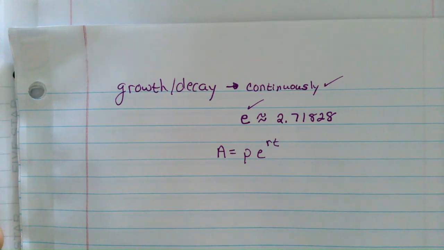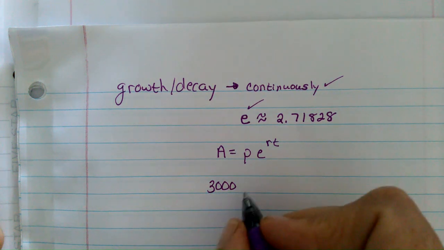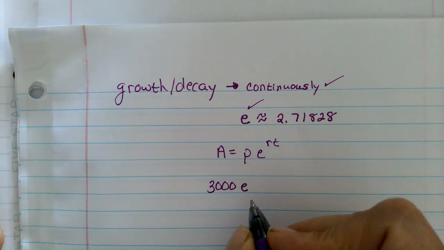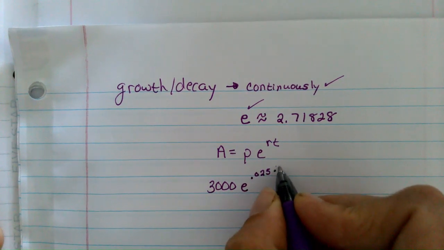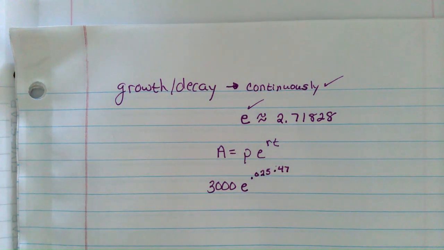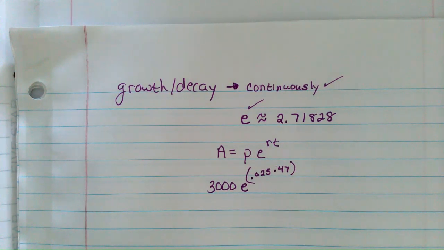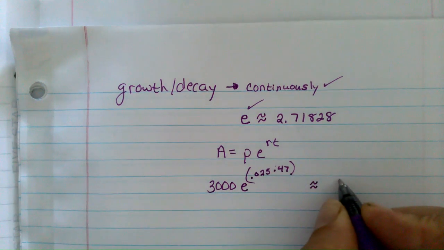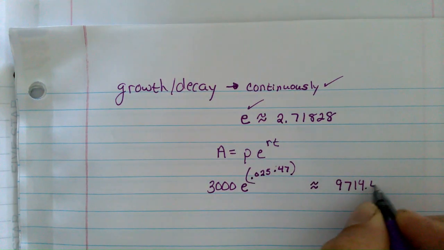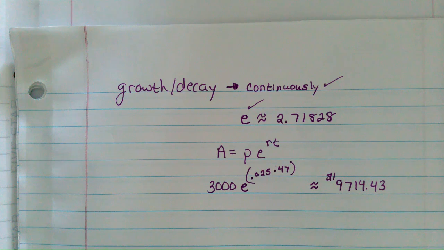So let's take your same $3,000 that we just talked about. Let's grow it continuously. We're still going to use the same percentage rate in the same amount of time. But now, instead of compounding quarterly, we're going to compound it as fast as the computer can compound it. So it's compounding all the time. If you type that in, you're now going to get $9,714.43.